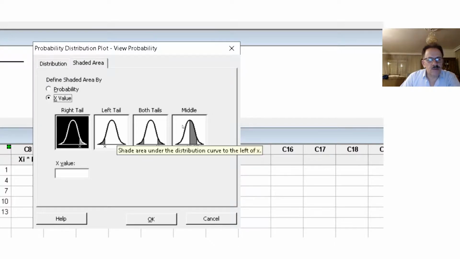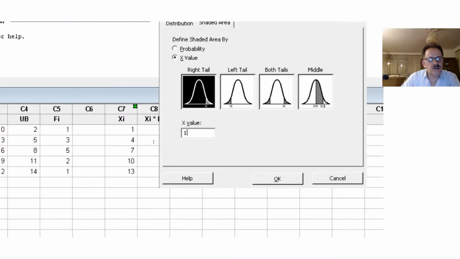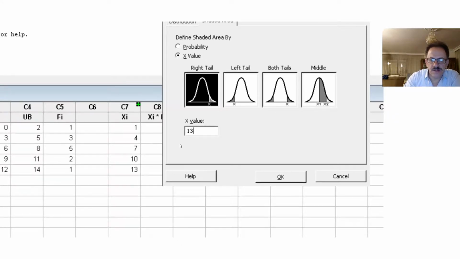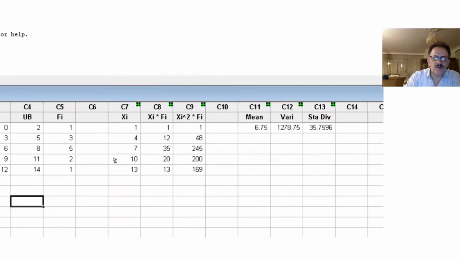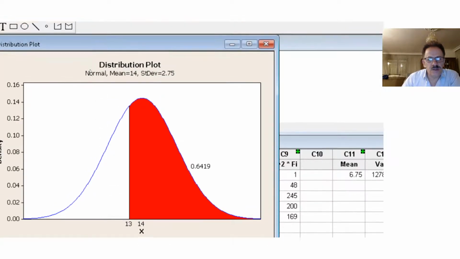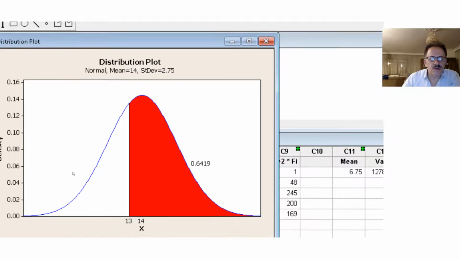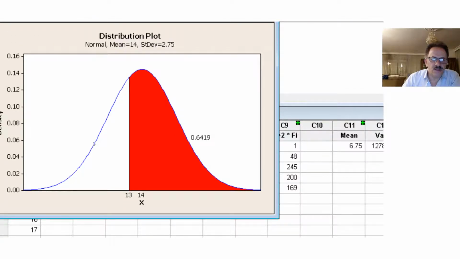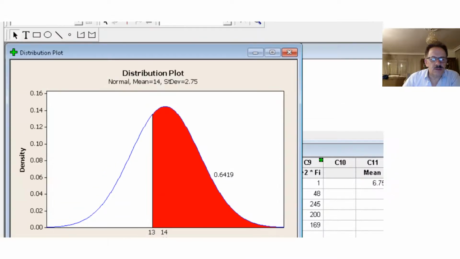and I am looking for an x, and remember that I'm going to find the area after 13, so it means that I have to find the right tail, the area to the right. So what will be the area to the right when the x value is 13? And you can find here 0.6419, the same area. So this will be the answer.